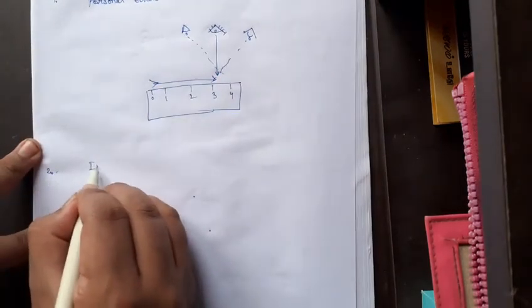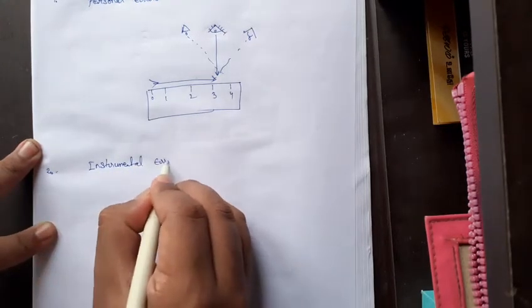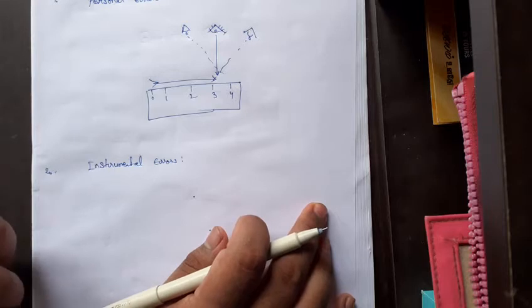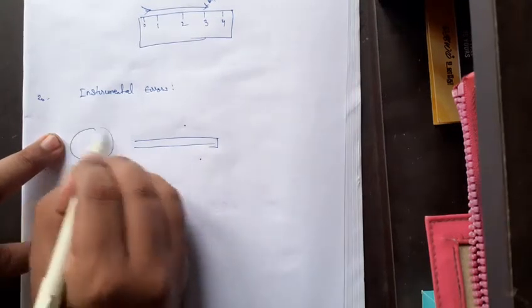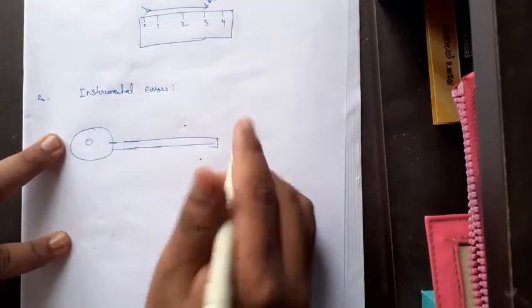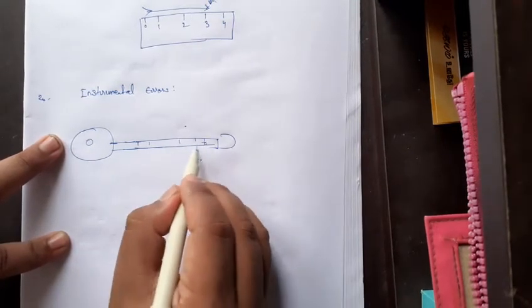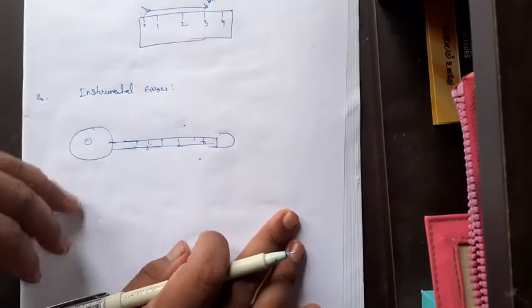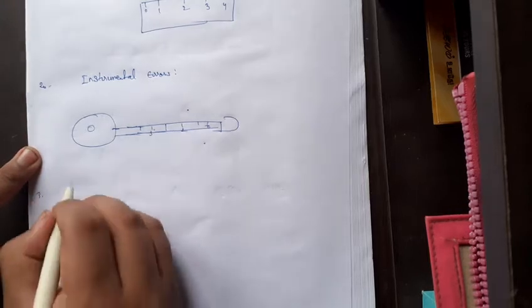Second one is instrumental error. This kind of error usually occurs due to some defects in the instrument. Suppose your inch tape has a round structure like this. Suppose your inch tape is having some problem. Suppose this thing is not coming out, or some of the numbers in the inch tape are not given properly. You don't have 0, 1, 2, and directly you have 5. So if there are some problems like this lying in the instrument, this type of error is known as instrumental error. And the third one is environmental error.